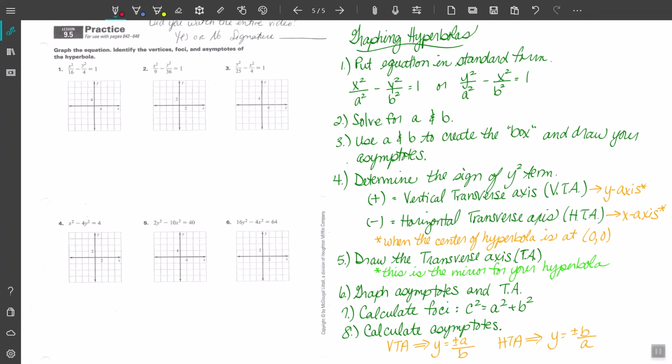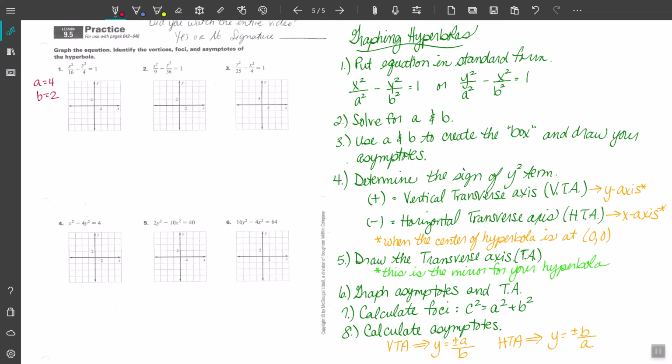In number two, we're going to solve for a and b. So if our a squared in number one is 16, that means our a is 4, and our b will be 2. Then we're going to use a and b to create this box shape that I'm talking about here in step 3. This box is going to be used to draw our asymptotes that are going to help us actually draw in this hyperbola. So this is definitely different. We haven't done this idea of creating this box before.